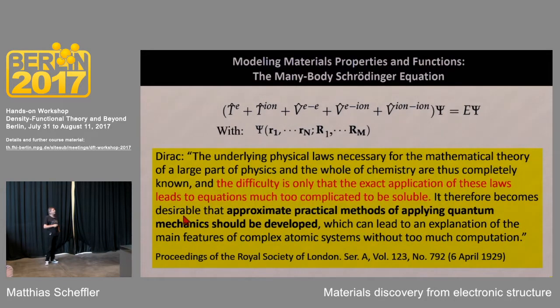It therefore becomes desirable that approximate practical methods for applying quantum mechanics should be developed. They should be approximate and they should be practical. This can lead to an explanation of the main features of complex atomic systems without too much computation. Now this is something you could argue nowadays, but I think this is the point. There's no way to do an exact calculation. We need approximations and we need to understand the quality of these approximations.